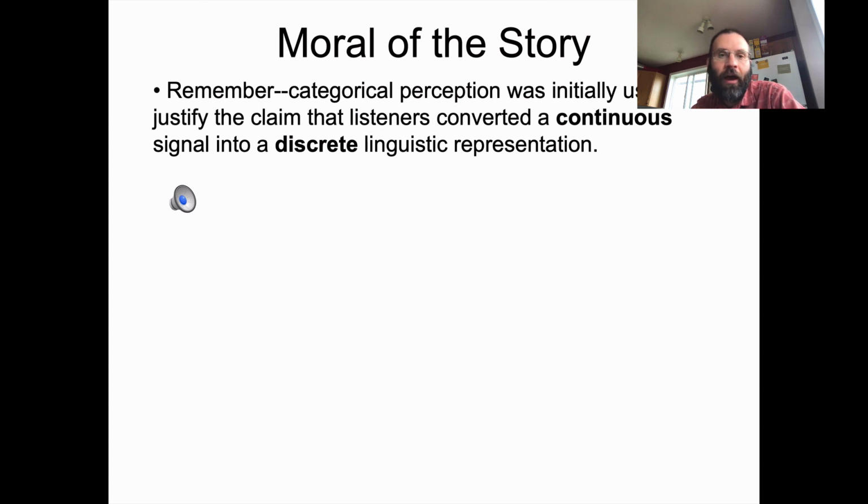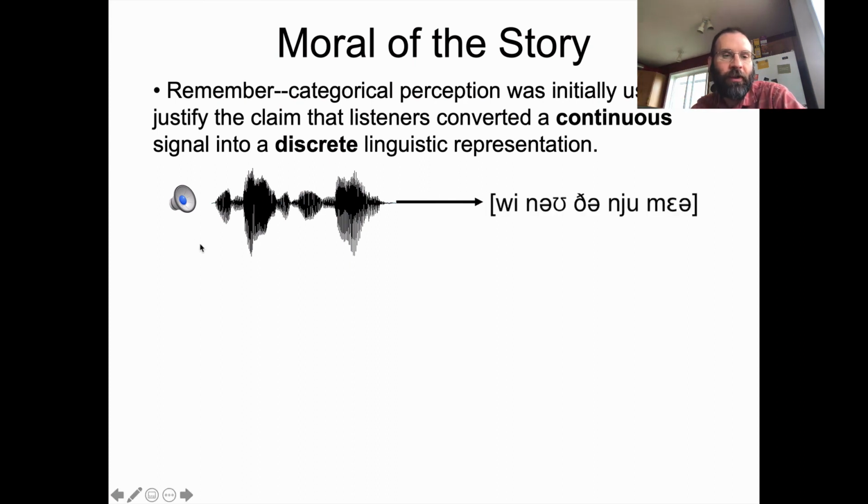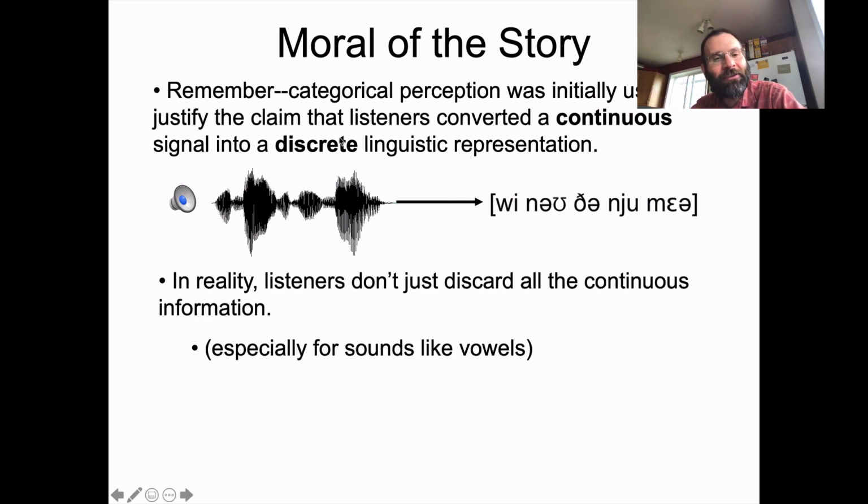So the moral of the story, to wrap this all up: remember, categorical perception was initially used to justify the claim that listeners converted a continuous signal into something discrete, or what we classically think of as categorical. So this particular utterance, "We know the new mayor," would be converted to something like this, which gives us nice, clean category labels throughout, and everything's 100% nice and clear, right? But in reality, listeners don't discard all of this fuzzy, fine-grained information in speech, whatever it might mean to them. Especially, it's been shown for sounds like vowels, and so on and so forth.